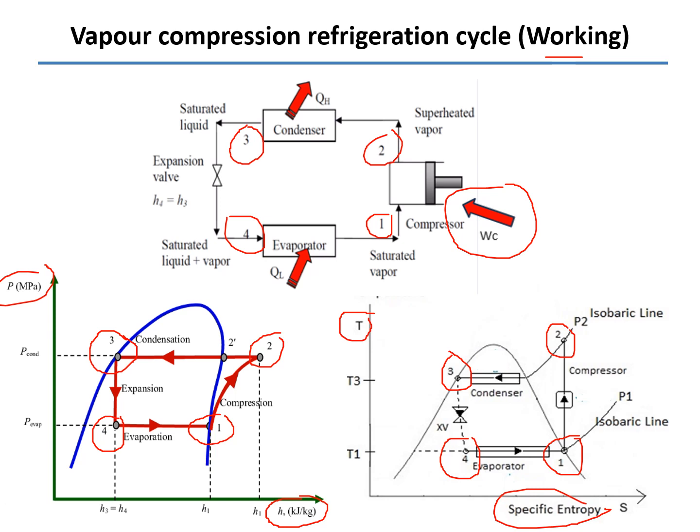So this 4 to 1 process is in the PH diagram, and this is the 4 to 1 process in the TS diagram. Definitely I will elaborate on the use of the PH diagram and the TS diagram, and how we analyze that particular cycle, in the next slide.